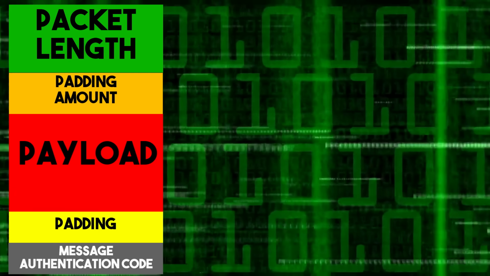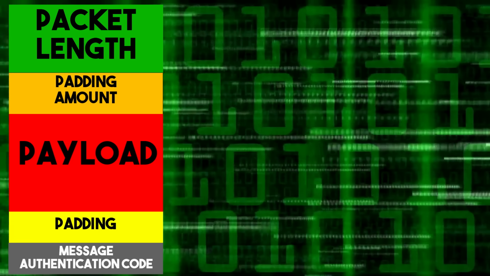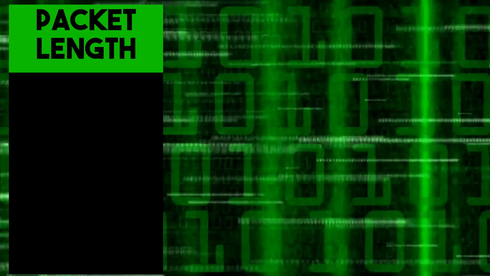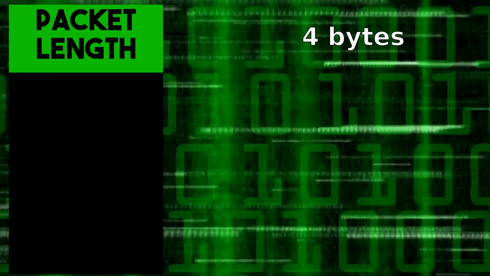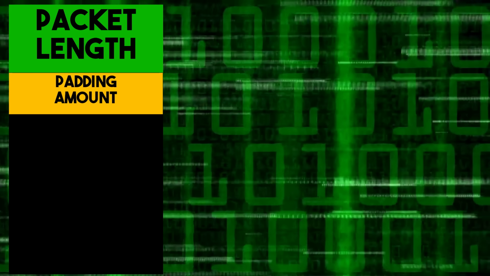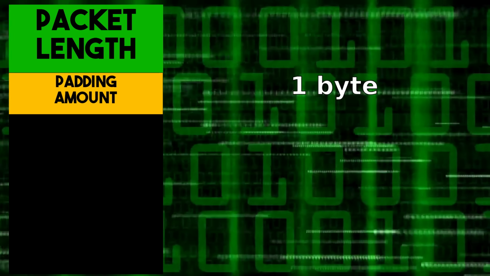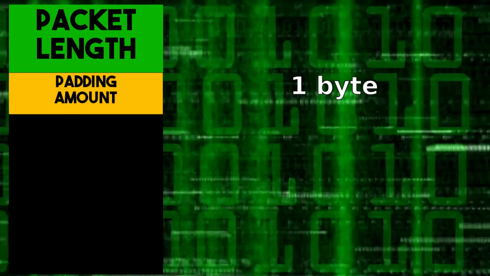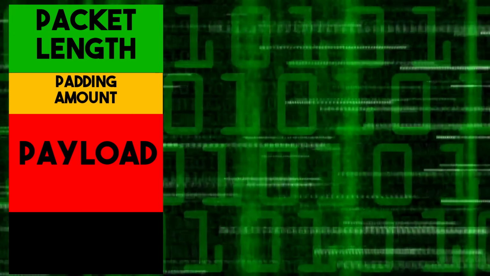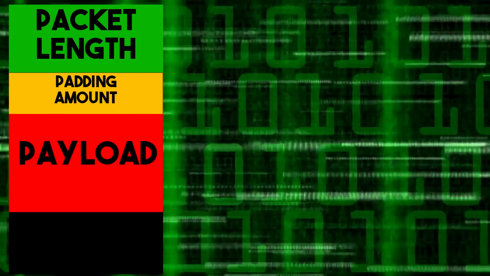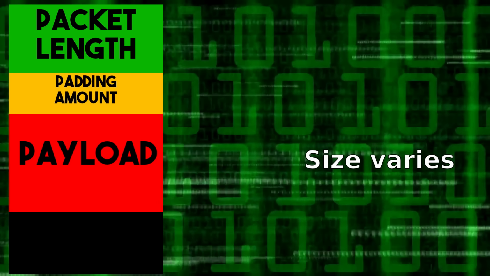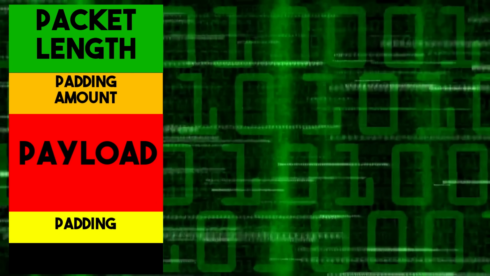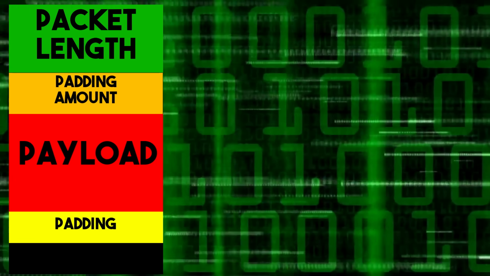Now, for the packet itself, at the beginning of it is the packet length, which is 4 bytes in size, and it simply tells us how big the packet is going to be. Then you have another byte, which tells us how much padding the packet is going to have. Then you have the payload. So this is the actual data that you want. And then you have the actual padding. So this isn't the padding size. This is what we were referring to before.